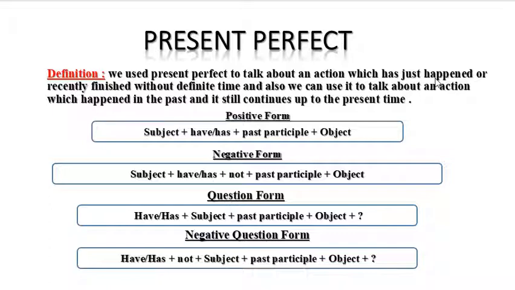We use present perfect to talk about an action which has just happened or recently finished without a definite time, and also we can use it to talk about an action which happened in the past and still continues up to the present time. Let me clarify that. We use it to talk about an action that has just happened or recently finished. We can say it has just completed or finished.